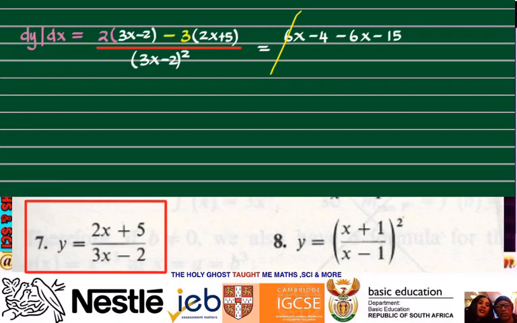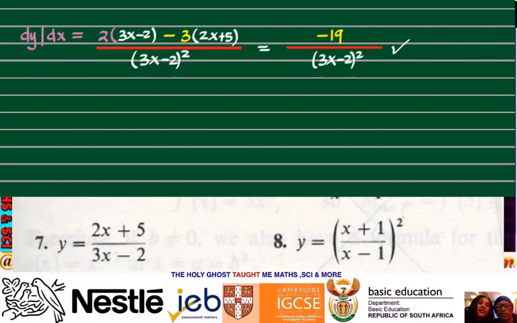Do you see that's a plus, that's a minus? Yeah, so we just have negative 19 at the top. So we can put it as negative 19, and then all over 3x minus 2 all squared, and then that will be the answer. All right, so let's tackle the other one, the next one.